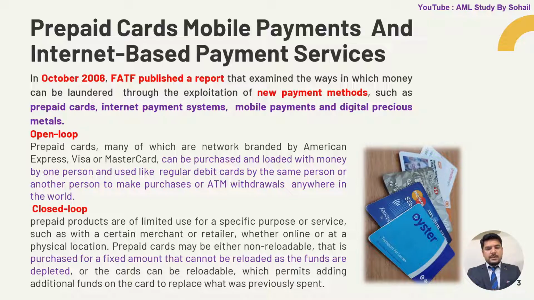The closed loop card is made for a specific purpose. I am living in the UAE, and here there is one Nol card issued by RTA from Dubai. It is used only for a specific purpose. If I want to travel through their services, I can use that Nol card. That is a closed loop example, used for a specific product. These types of cards are called closed loop cards.